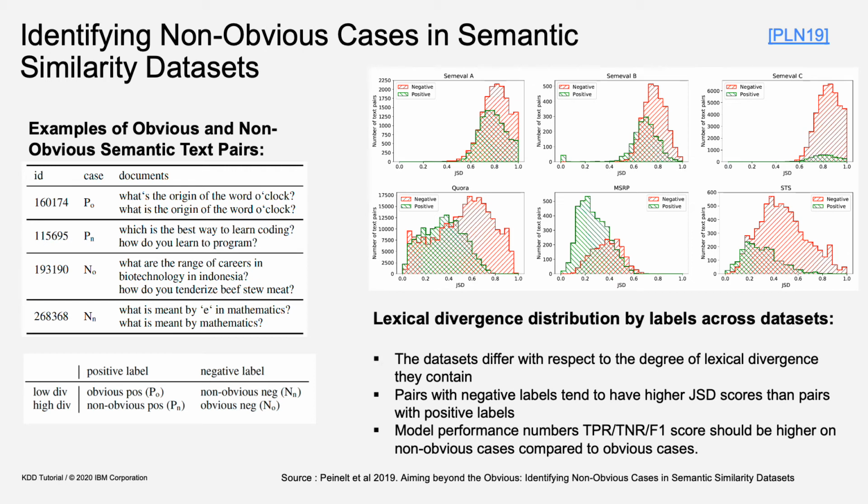Semantically positive text pairs having high divergence and semantically negative text pairs having low divergence are both categorized as non-obvious samples. These are generally regarded as difficult samples for the models to predict on, and hence the proposition is to improve the model performance on these text samples. Thus, in this paper, the authors propose a simple and effective way to identify the obvious and non-obvious text pairs from semantic similarity text datasets.